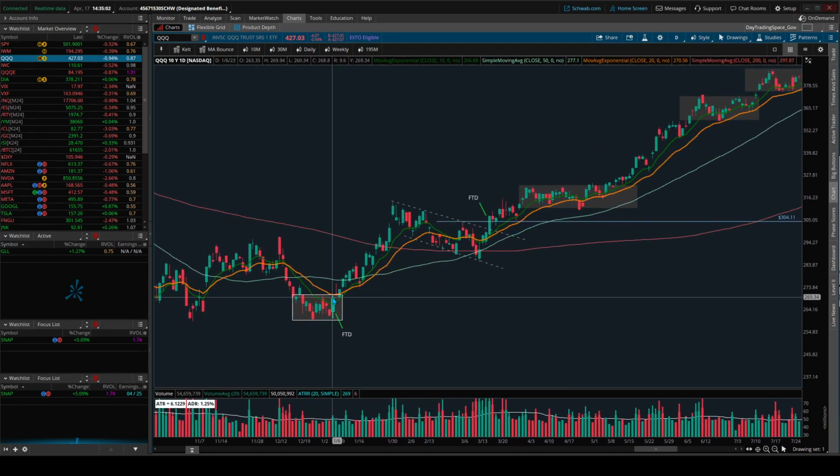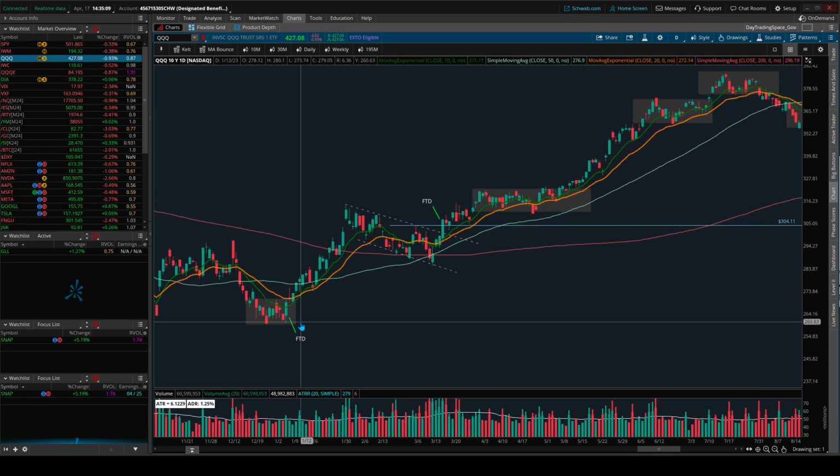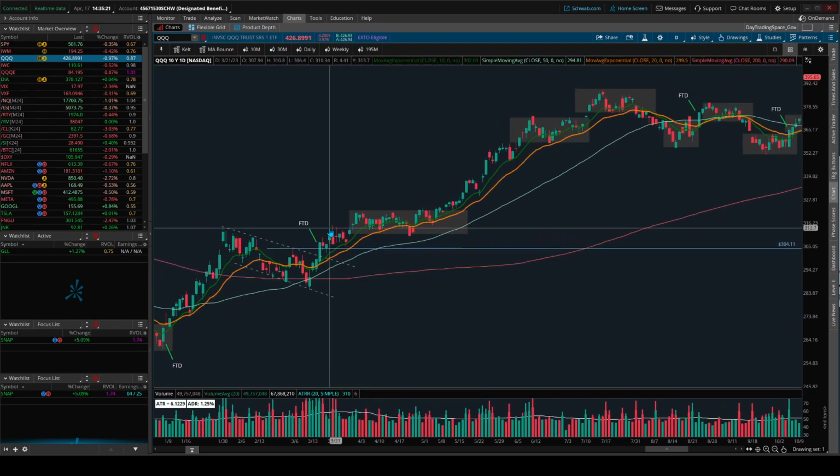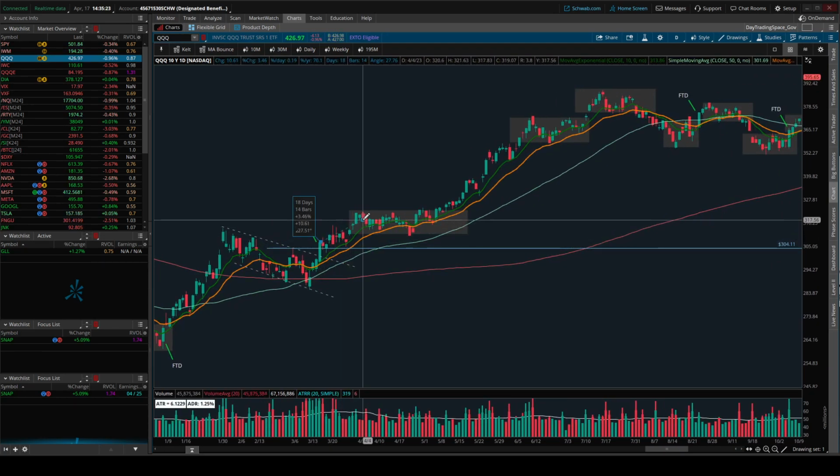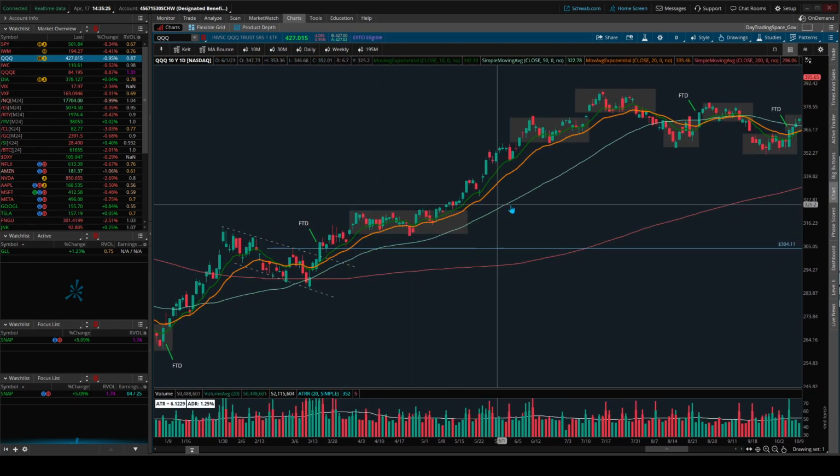You can see right here, we didn't quite get above the 20 moving average, that orange line, but we did take the 10 EMA. But the follow-through days are the first major signal that the bulls are back on their feet and they're trying to take control. Sometimes they'll lead to spectacular moves like this, where you have a 20% move. This led to, I think, like a 6% move, led to a 5% move.